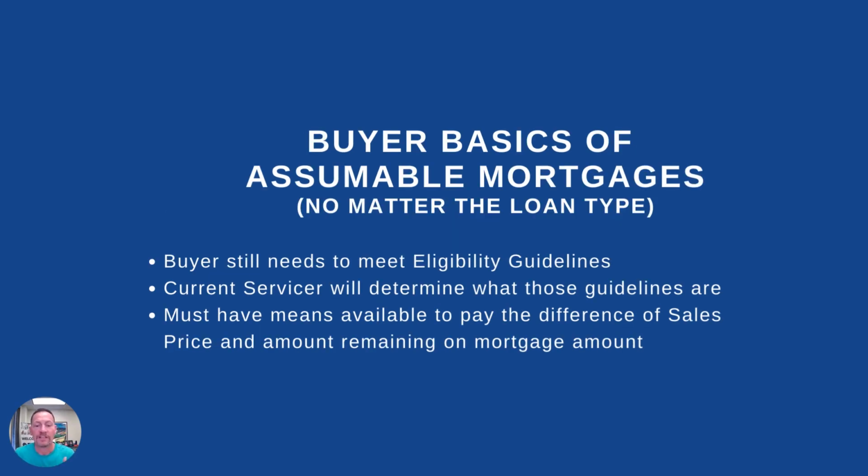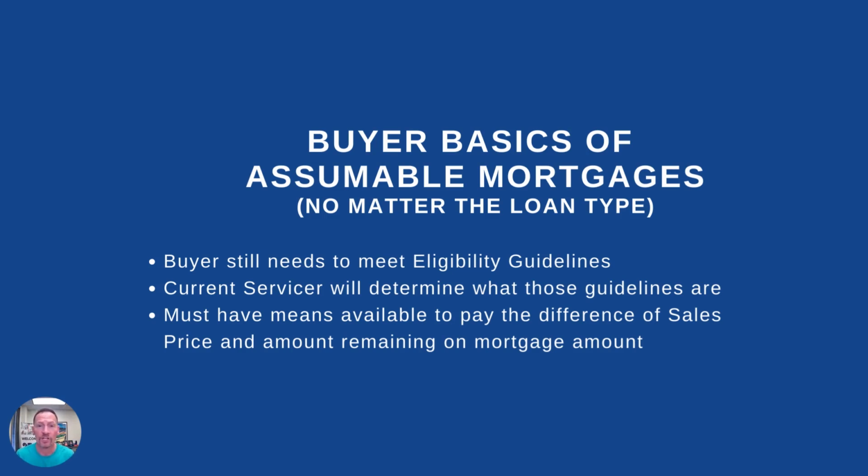So the buyer basics of assumable mortgages. This is going to be the same no matter if it's FHA, VA, USDA, and even some possible conventional with some smaller portfolio type lenders. So the buyer basics, no matter what's going to happen, the buyer's still going to have to meet some eligibility guidelines. They're going to have to qualify.